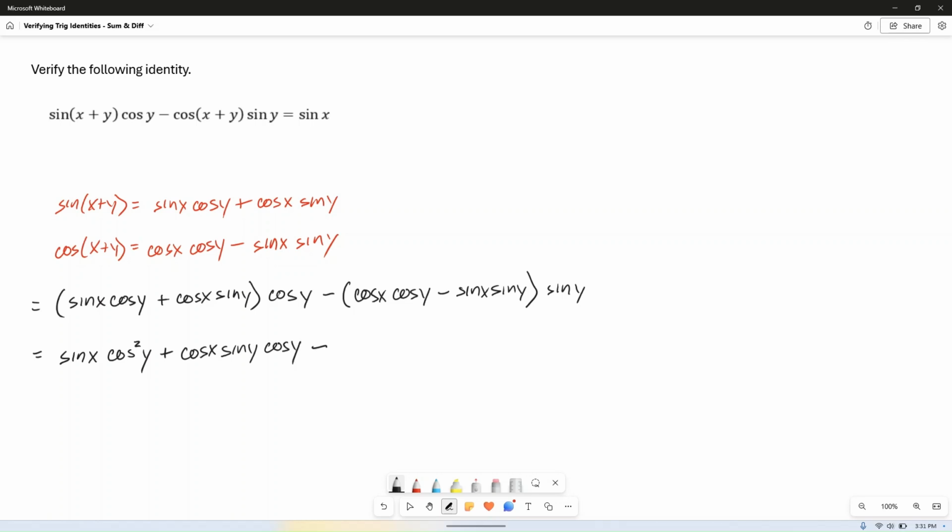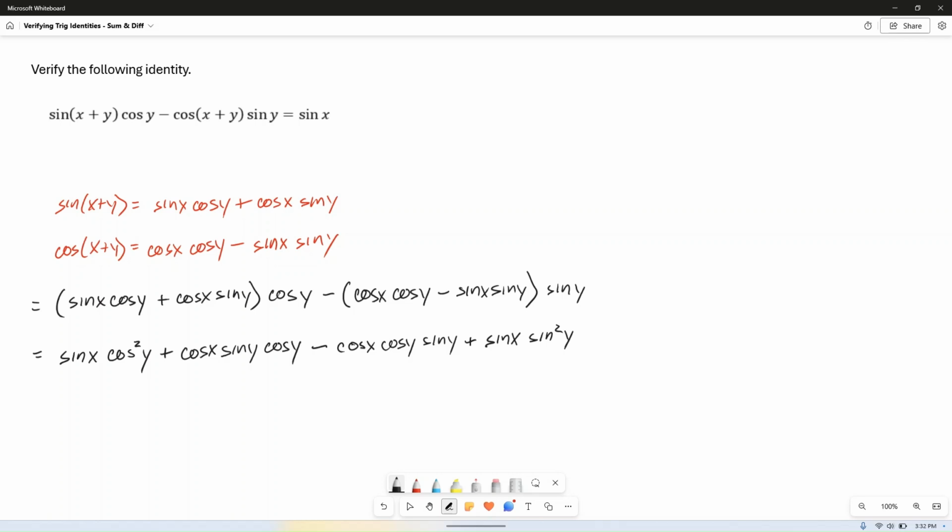Do the same thing on the second part. So we're going to take minus, we're going to have cosine x cosine y times a sine y. So that's just going to be minus cosine x cosine y times sine y. And then the last piece, just looking at our parentheses first here, is minus a negative. So this is actually going to become a plus. And then we're taking a sine x times a sine y times another sine y. So this is going to be sine x times a sine squared y.